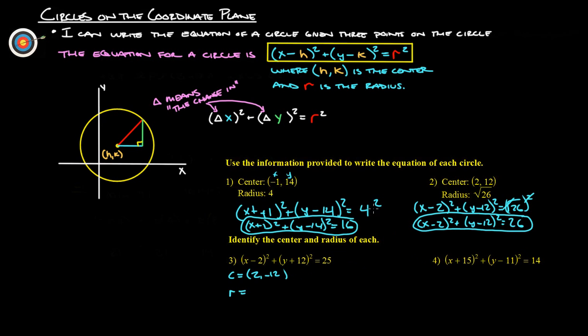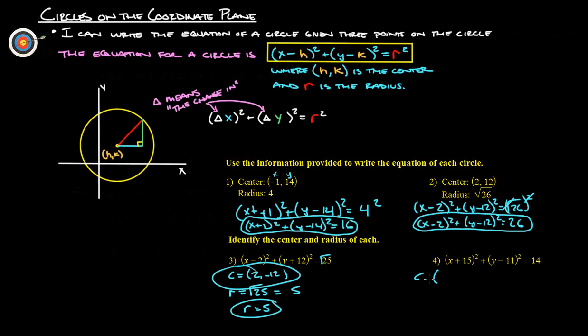If you'll remember, we squared our radius to get to this number here. So then what we'll have to do is take the square root of that. So it's going to be the square root of 25, which is 5. So the radius is 5, and the center is at 2, negative 12. Okay?